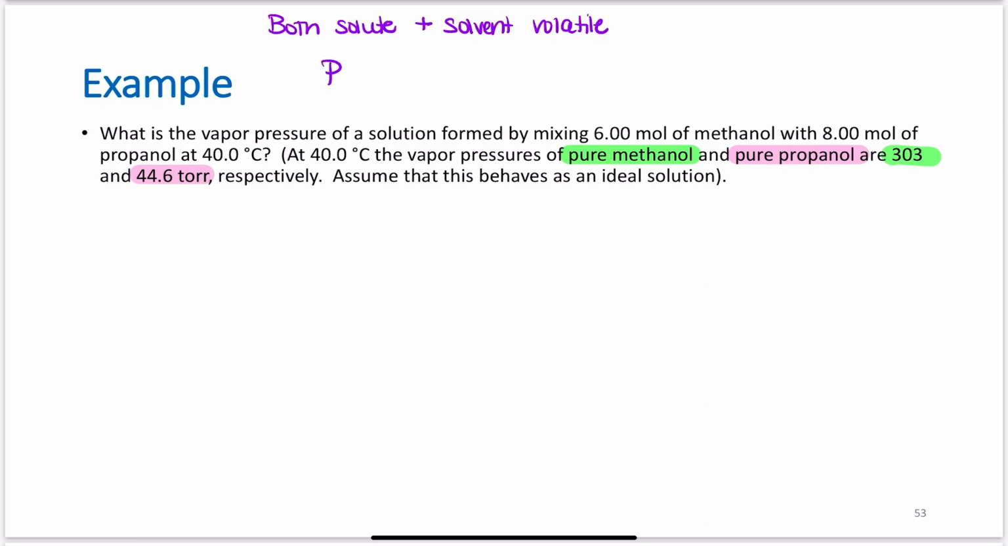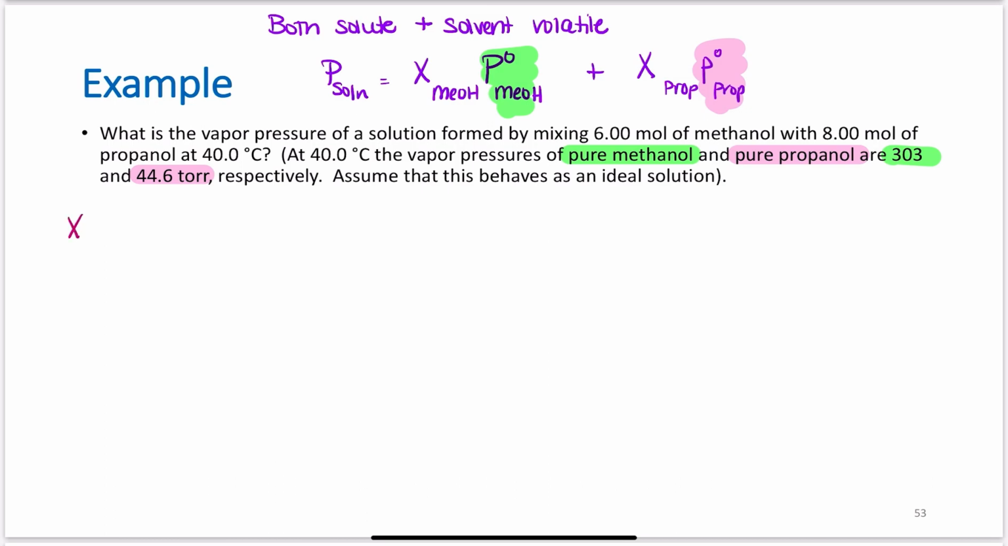So I know my total pressure of my solution will be equal to the mole fraction of methanol, MeOH is a shorthand for methanol, times the pure vapor pressure of methanol, plus the mole fraction of propanol times the vapor pressure of propanol. So I just need to find all those pieces. Well, I already have this piece, and I already have this piece, so I just need to figure out their mole fractions.